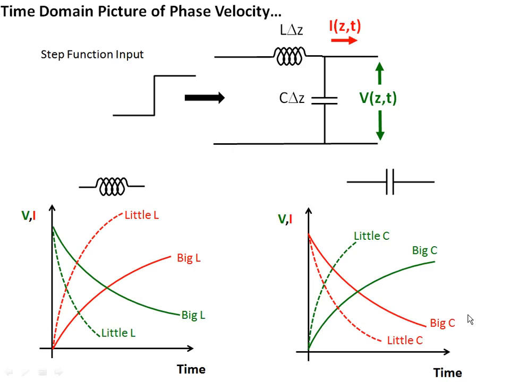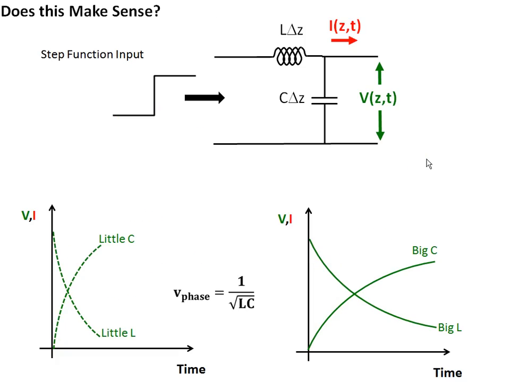So again, where does this phase velocity come from? Let's do the same trick we did when we looked at impedance and put a step function input into our distributed circuit model, ignoring the resistors and the conductances, and just work with our lossless line here. What you find is that, as you saw before, if you have small inductors, you have rapid changes of current, rapid decays of voltages. Big inductors, slow changes of current and slower decays of voltages. Similarly with capacitors, the smaller the capacitor, the faster the voltage and current will change.